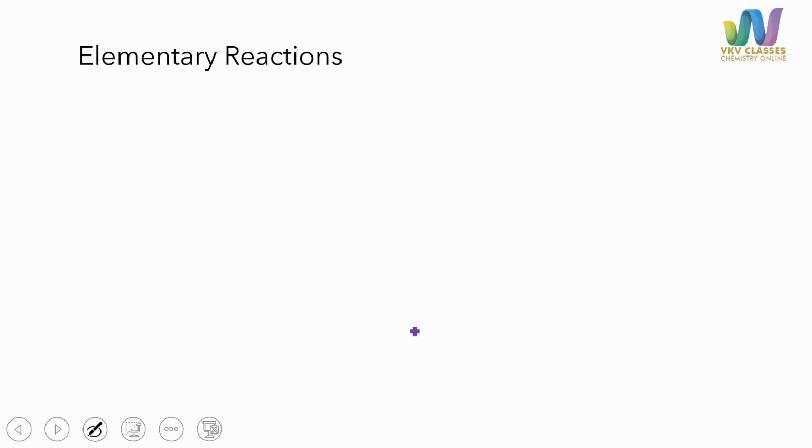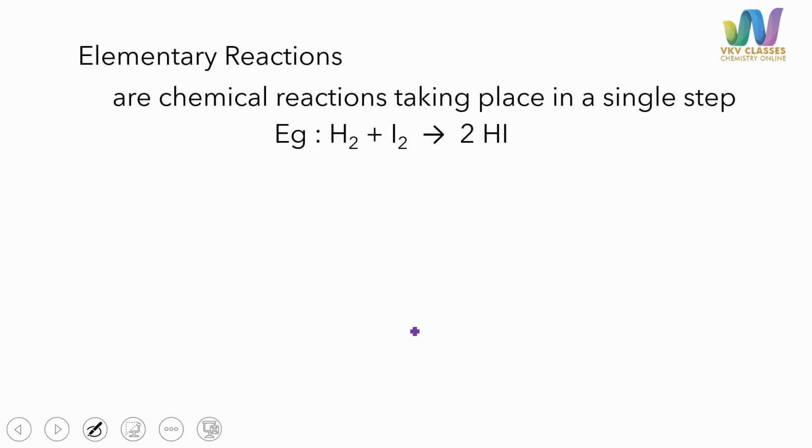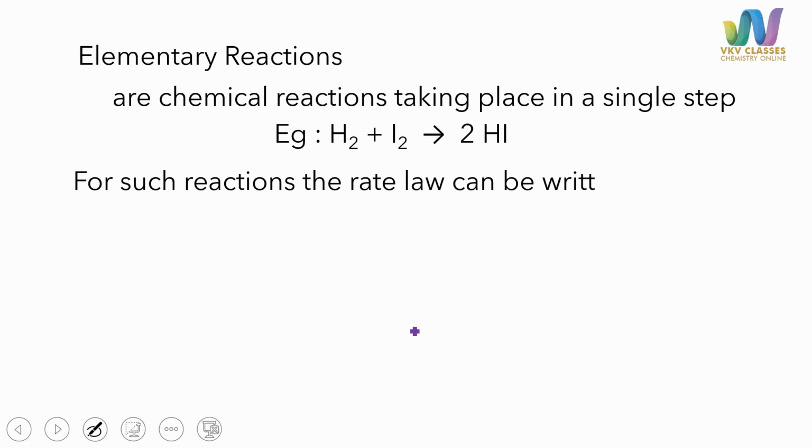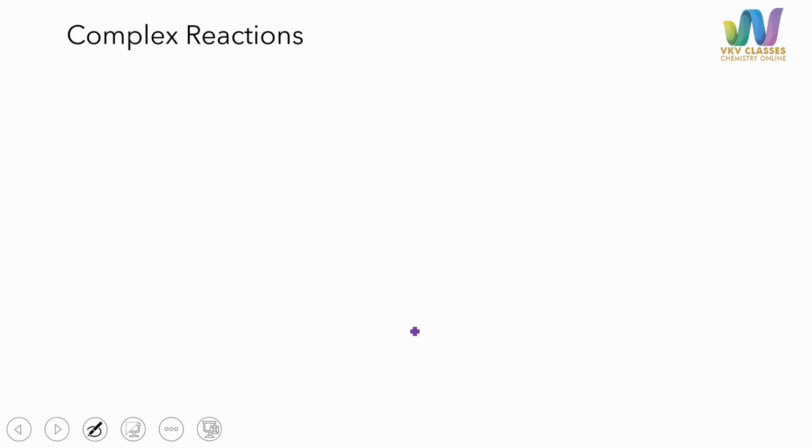We have two different types of reactions. One is elementary reactions, which are chemical reactions that take place in a single step. For example, hydrogen plus iodine gives hydrogen iodide. This reaction takes place in one step. For these elementary reactions, the rate law can be written using the law of mass action, or simply by looking at the given equation. So here the rate law will be R equal to K into [H2] power 1 into [I2] power 1.